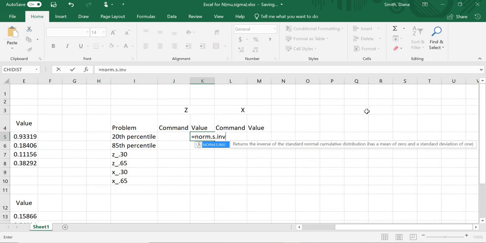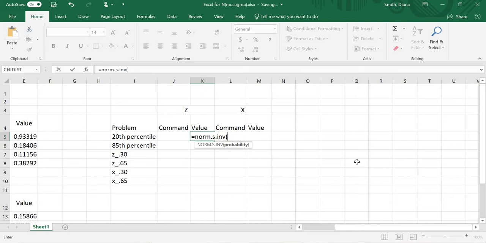INV stands for inverse, so it returns the inverse of the standard normal cumulative distribution. Again, it's reminding you that it has a mean of 0 and a standard deviation of 1. So the inverse is undoing the probability. So I want to know the z-score given the probability. So this is by definition the inverse. I'm undoing what I would have done with the distribution. And if I do parenthesis, it tells me to plug in my probability.